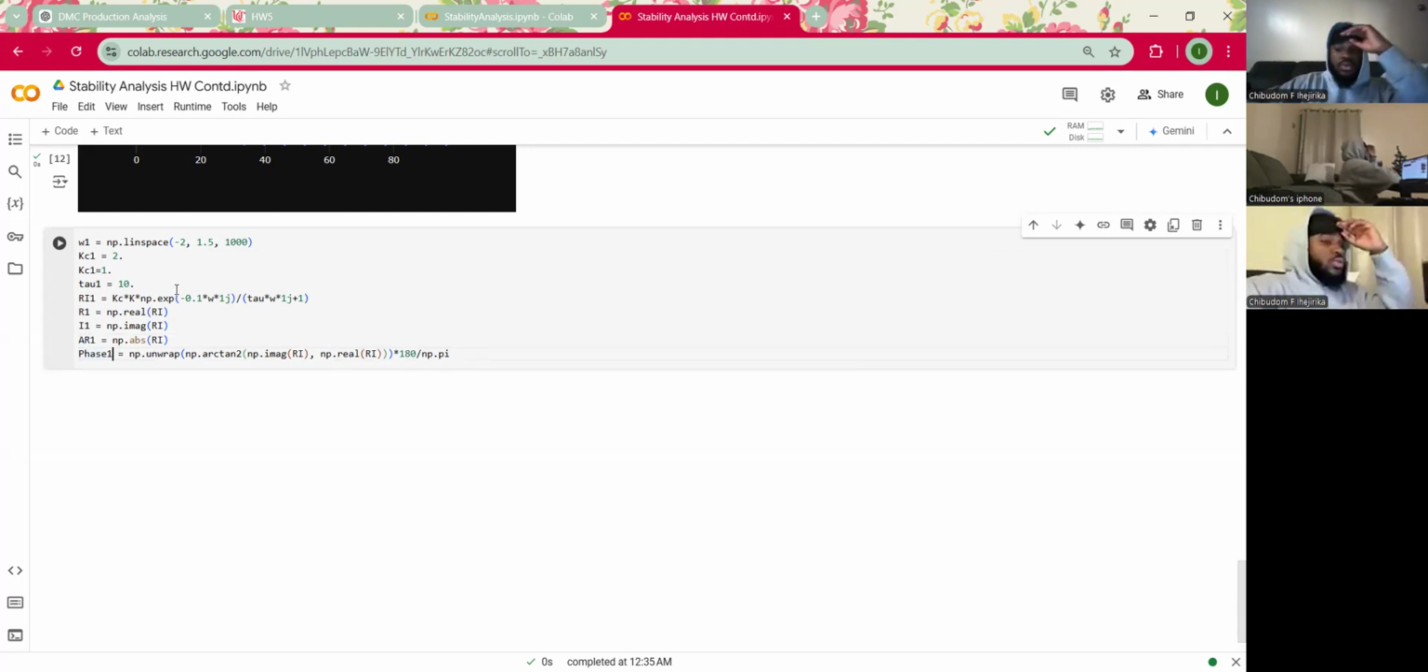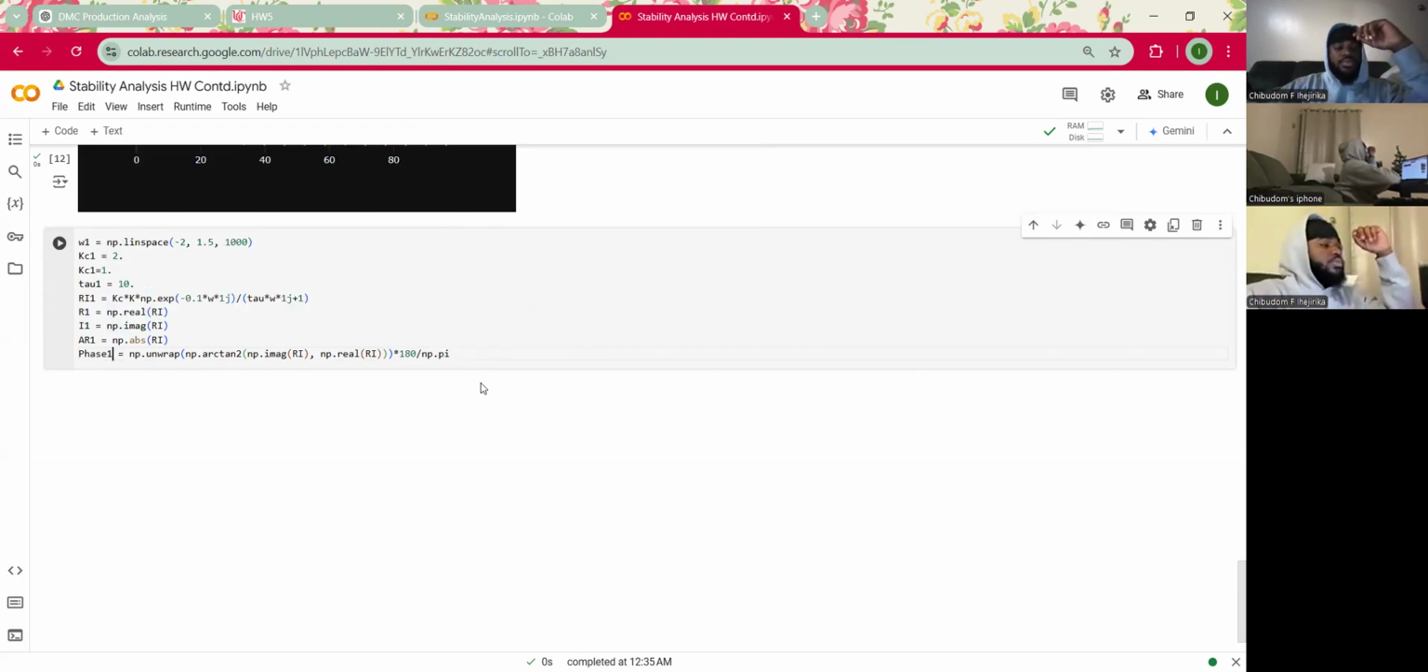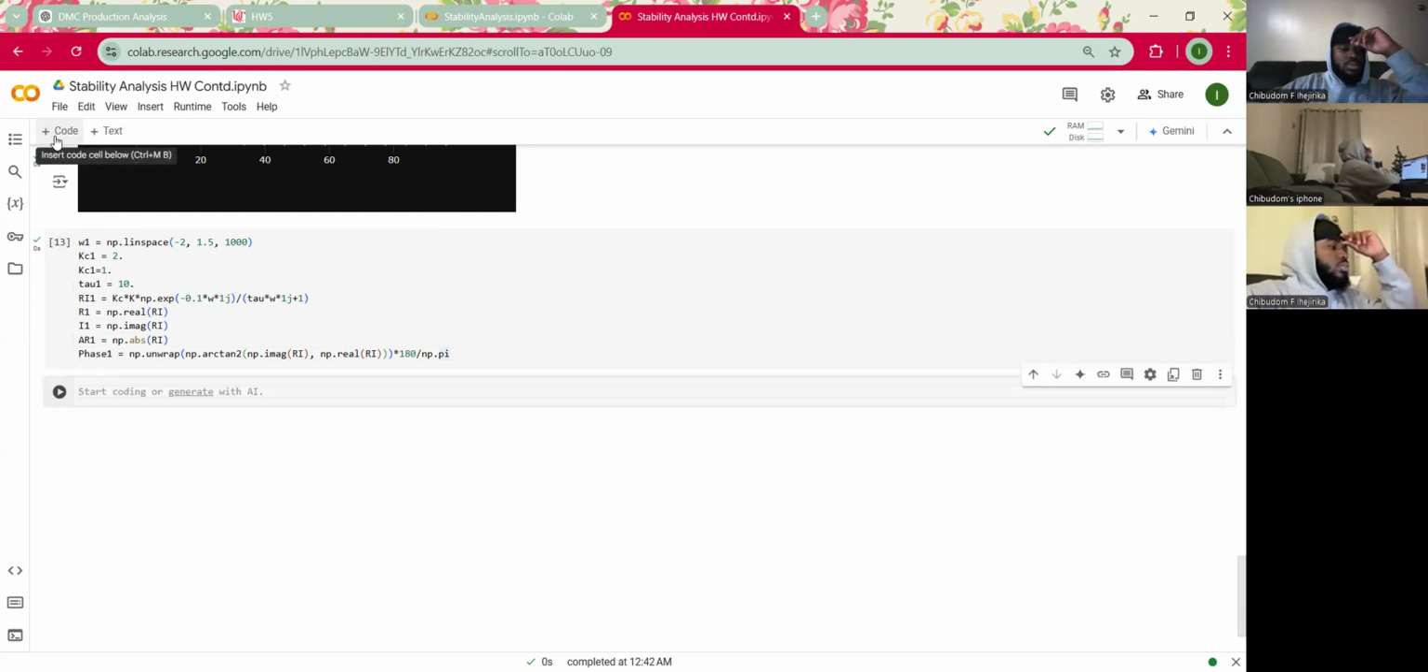Same thing, this is just to turn this from radians to degrees, like we did before. Then AR1, the amplitude ratio, is just the absolute value of the RI reading. Okay, let me see if that runs. That runs.